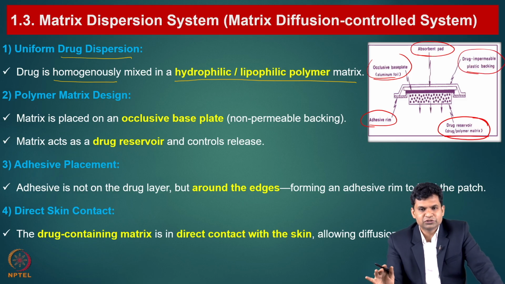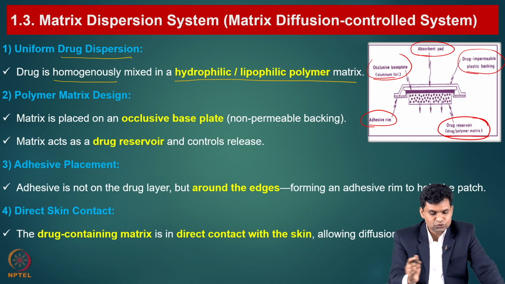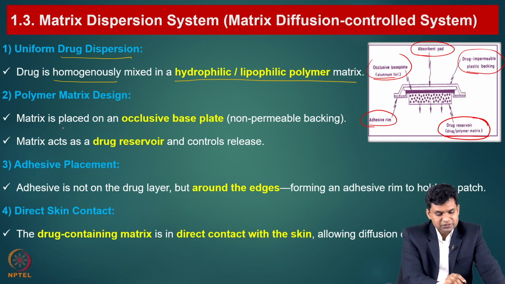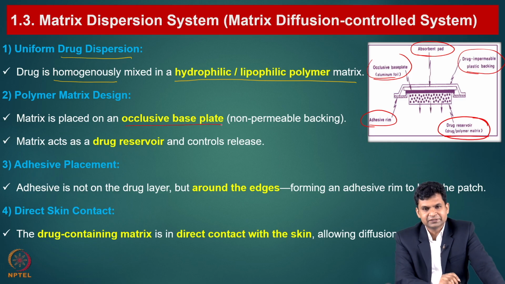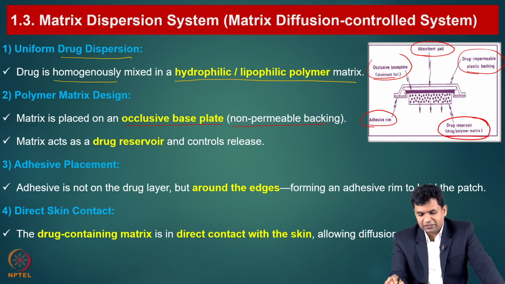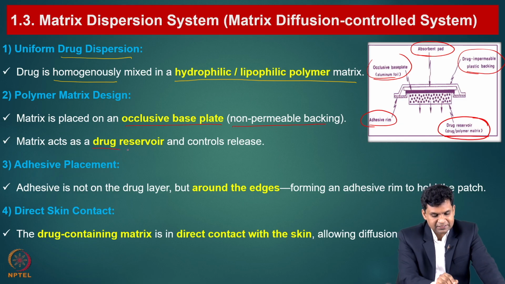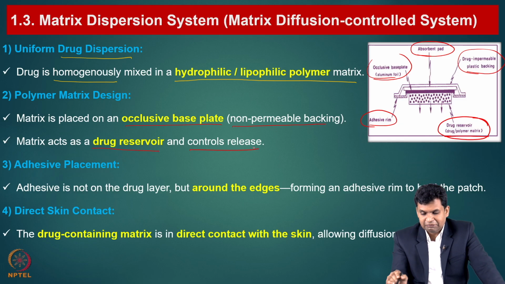So this is the way we arrange the components, or prepare the transdermal patches using matrix dispersion. You can see in the theory also that the matrix is placed on the occlusive base plate, that is the non-permeable backing membrane. Once your patch is developed, you can attach it to this adhesive rim, and that will act as a drug reservoir and control the release.